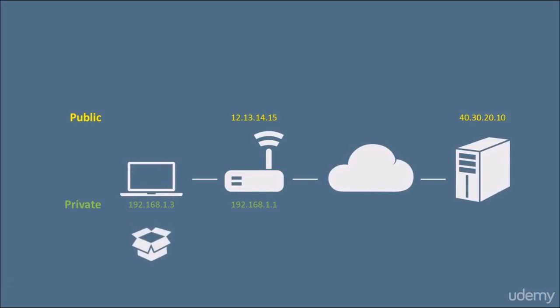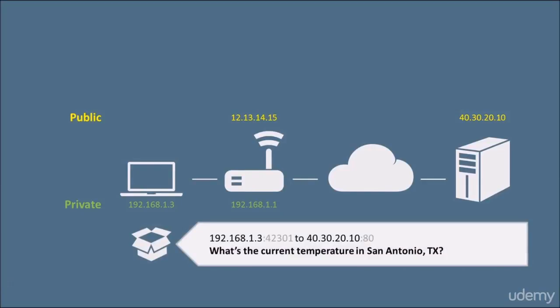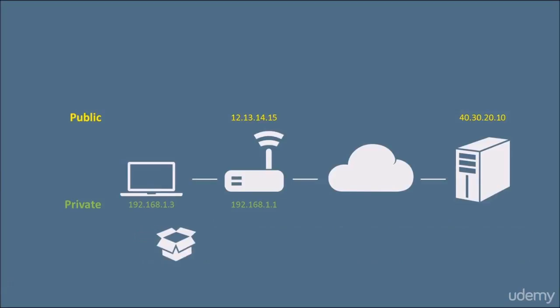First, Jane's laptop has to send out a packet requesting the information. It says, "What's the current temperature in San Antonio, Texas?" Now, the message here isn't really important. The web server should know what to do with that, and we won't get into that right now. But what you should know is that there is a source IP address here with a source port, and a destination IP address with a destination port. In this case, it's port 80, which is frequently used for HTTP traffic. Now let's send this package on its way, shall we?